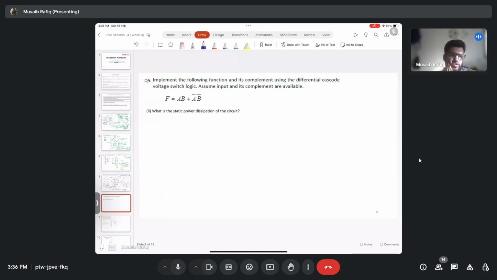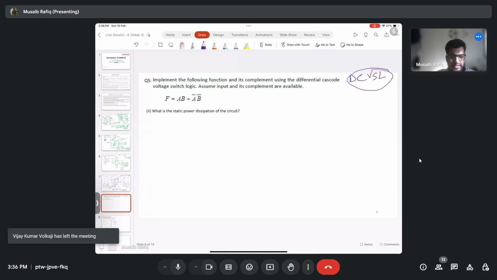Now I have a question which states: implement the following function and its complement using a differential cascode voltage switch logic, that is DCVSL. Assume input and its complement are available. And then we need to tell what is the static power dissipation of the circuit. So the function that we need to implement is F is equal to A bar A B plus A bar B bar. So that is the XNOR circuitry that we saw just now.